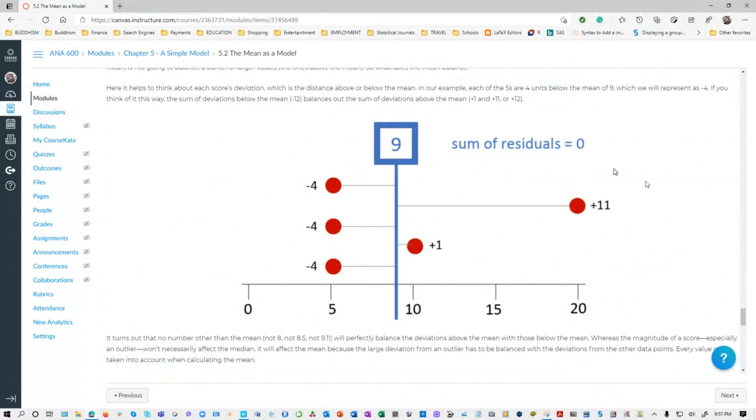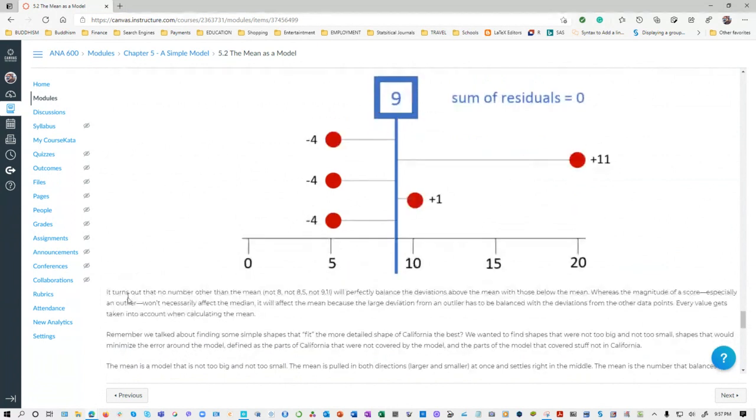In any given data set in this universe, the deviation from the mean of that particular data set, if you add all the sum of all these residuals or deviations, that would add to 0. See, any data set. No number other than the mean, not 8, not 8.5, not 9, will perfectly balance the deviation above the mean with those below the mean.